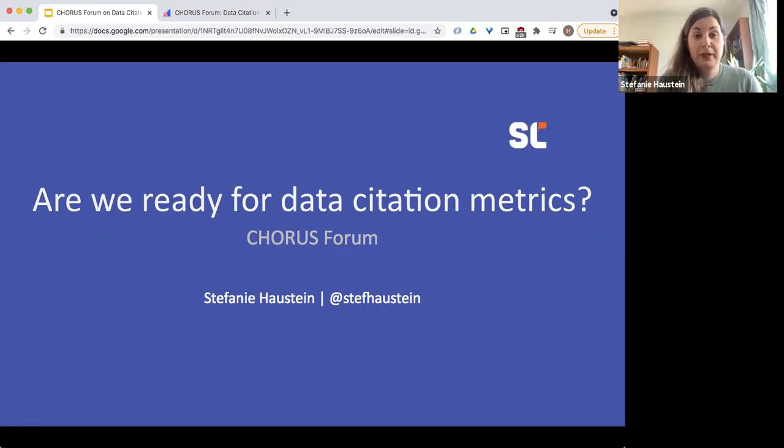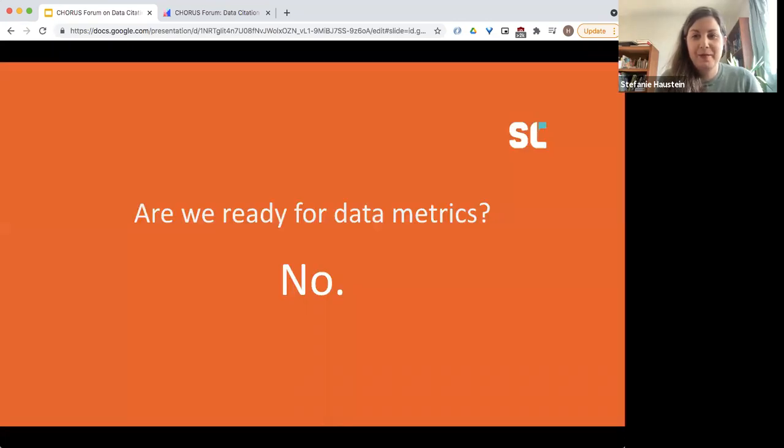So the question is, are we ready for data citation metrics? Next slide, please. And my answer is no. And that doesn't mean I don't think we should work towards them. I very much do think so, because I think they can help as an incentive to make data be counted as a first class scholarly output, like articles, for example. But I think we're right now not there yet, because we don't have enough information.